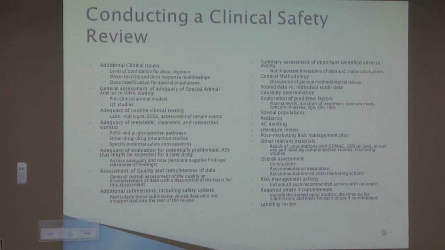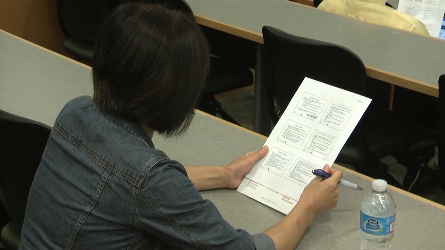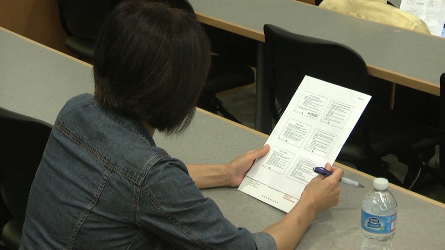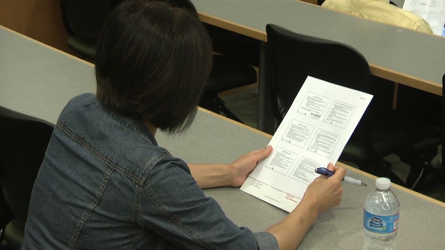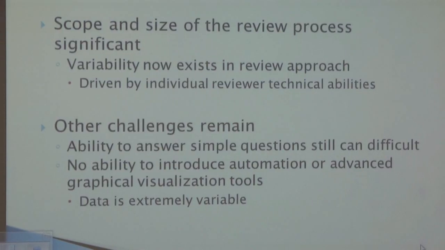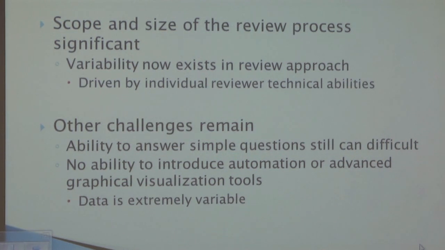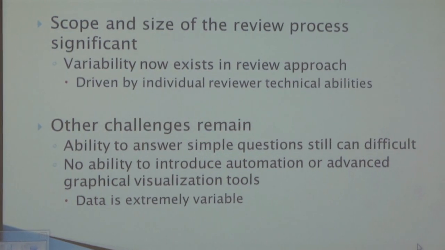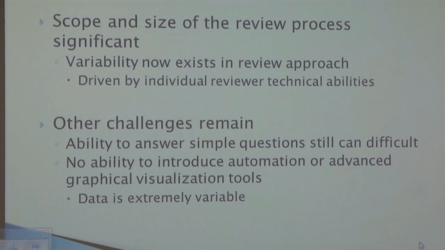It's a huge amount of work for the reviewers, and then they still have to do a lot of other work to assess the product. So with that kind of scope and size of work that reviewers are supposed to be doing, it's easy to see that variability is going to occur with regard to the approach and how they do it. And a lot of times that variability relates to the reviewer's technical skill level.